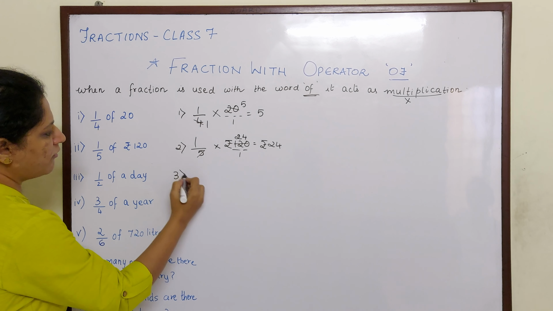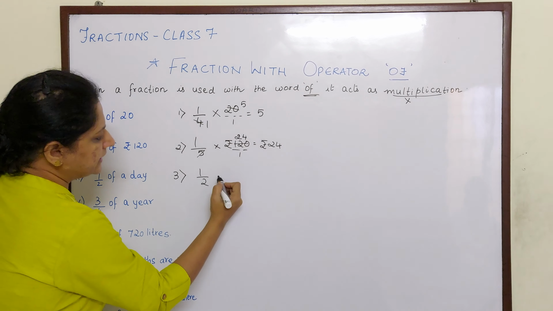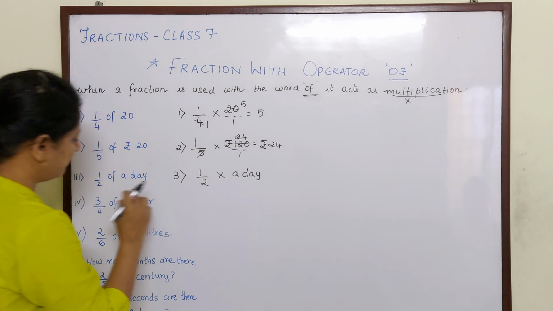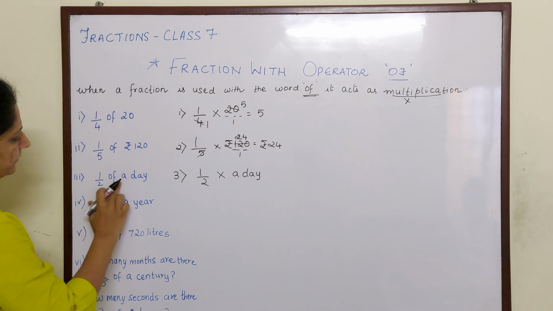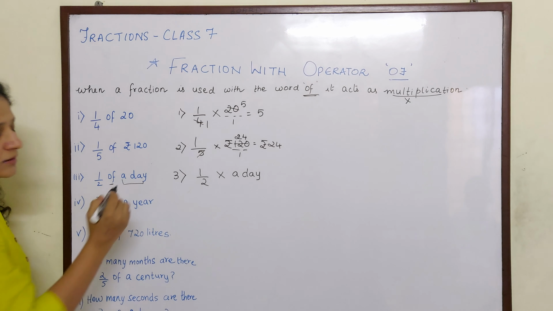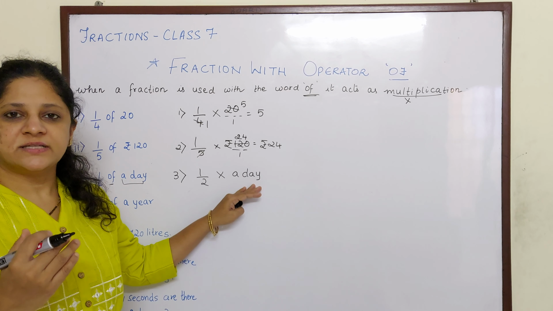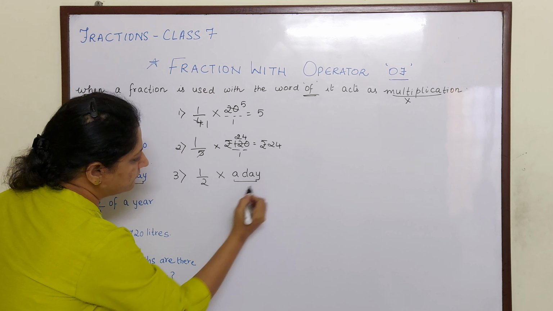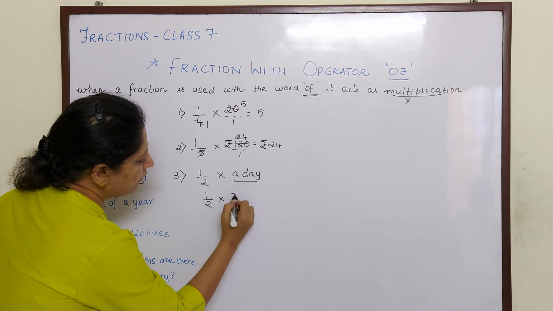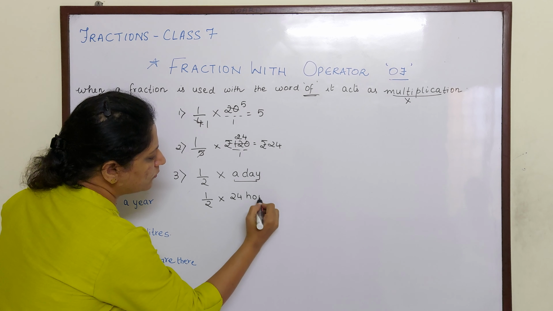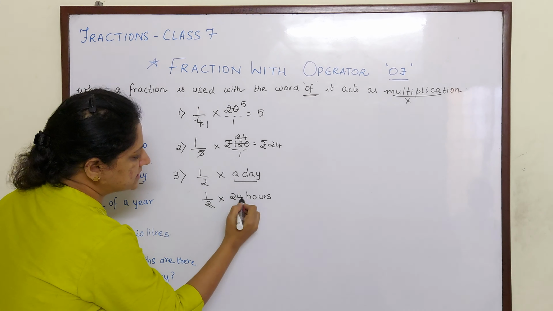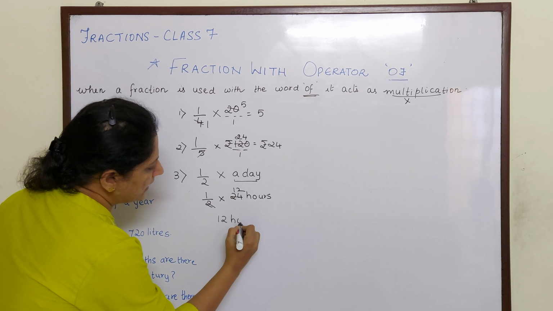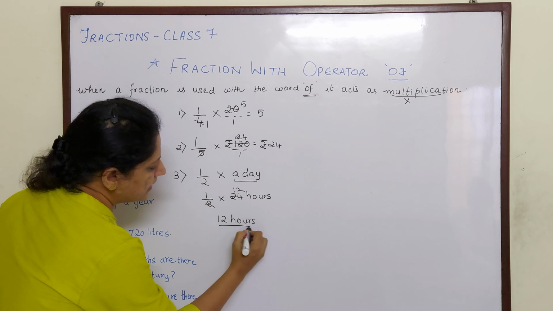Next sum, half of a day. Now children, remember they have told here half of a day, right? So I have replaced "of" with multiplication. But what is a day? So a day means we always tell in a day there is 24 hours. So we will replace a day with 24 hours. Half of 24 hours. So what is half of 24 hours? 2 ones are 2, 2 twelves are 24. So half of 24 hours is 12 hours and this will be your answer.